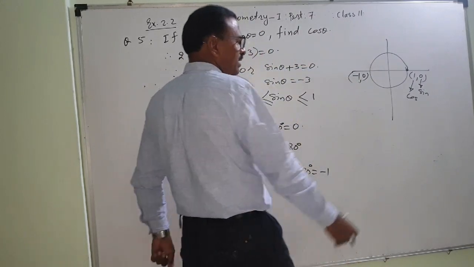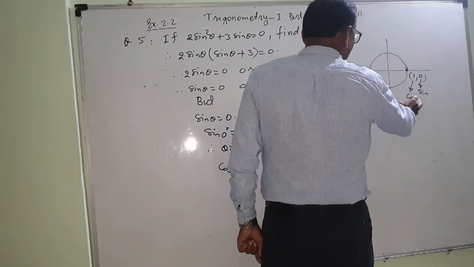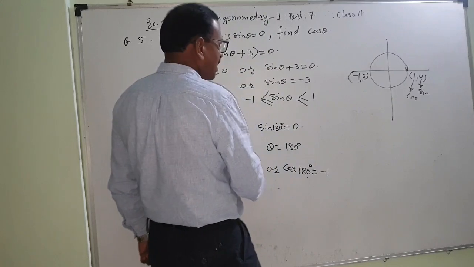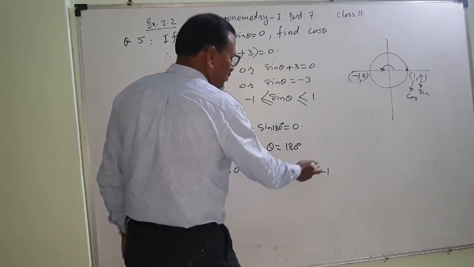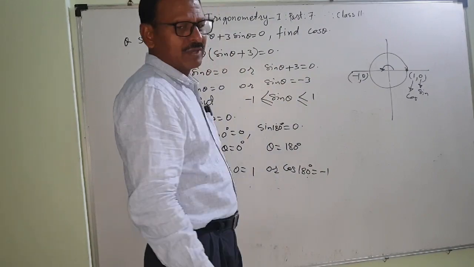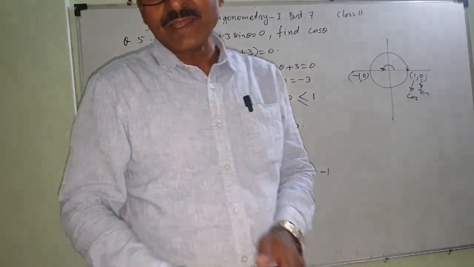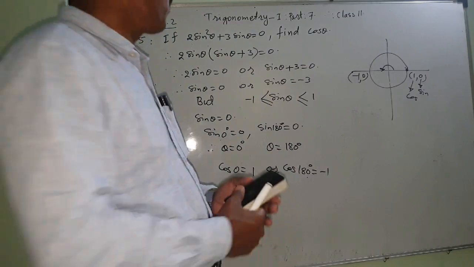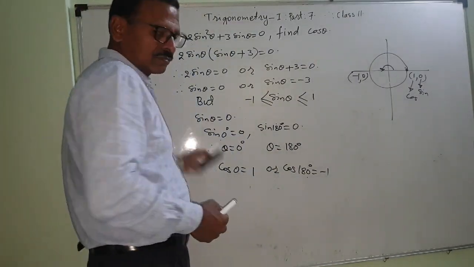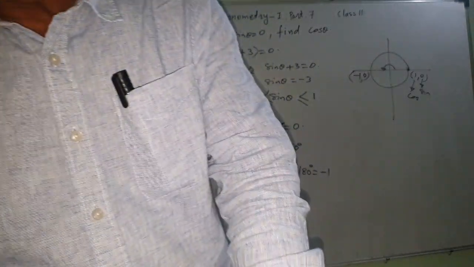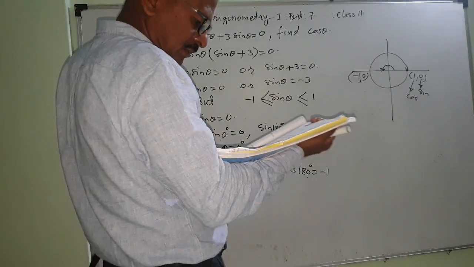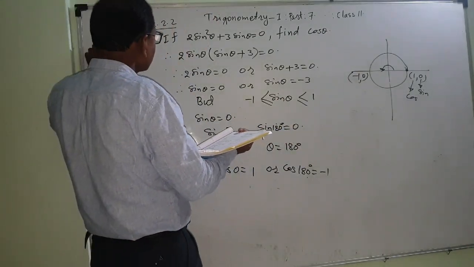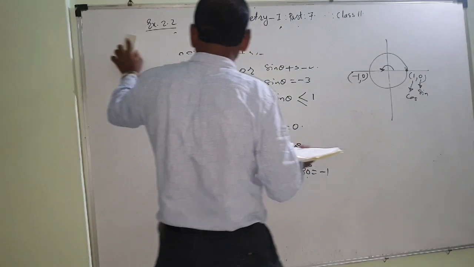So the value of cos will be 1 here, and for 180 degrees, this is 180 degrees here, it is equal to -1. So the permissible values are 1 and -1. This should be the answer for that. Hope that you have understood this. It was just factorization.